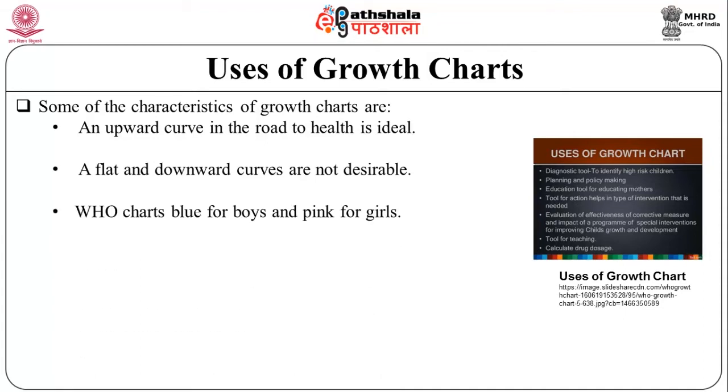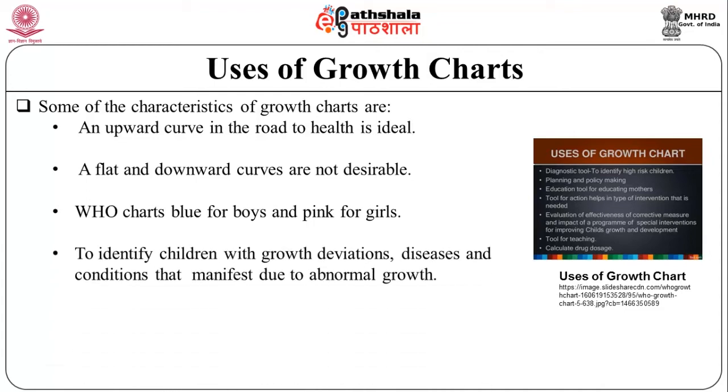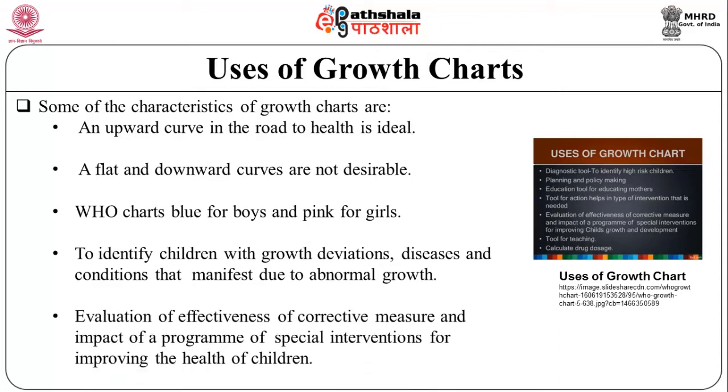WHO charts, blue for boys and pink for girls, are used to identify children with growth deviations and diseases and conditions that manifest due to abnormal growth, for evaluation of effectiveness of corrective measures and impact of a program of special intervention for improving the health of children.